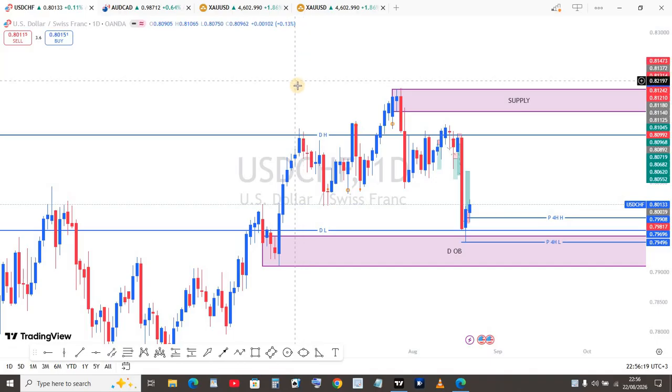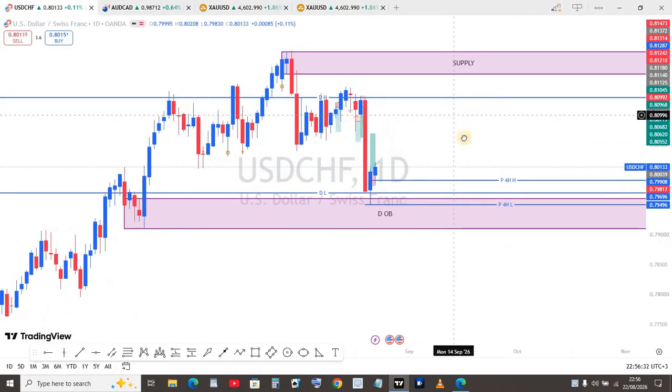So today I want us to analyze USD Swiss franc, AUD CAD, and XAU USD, which is gold. So I'm going to start with the USD Swiss.